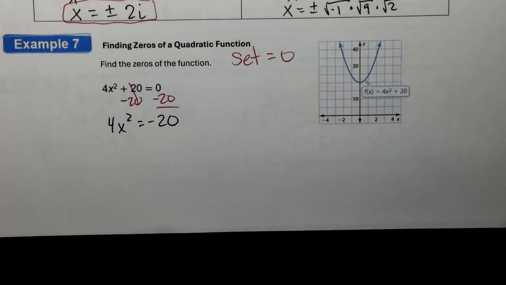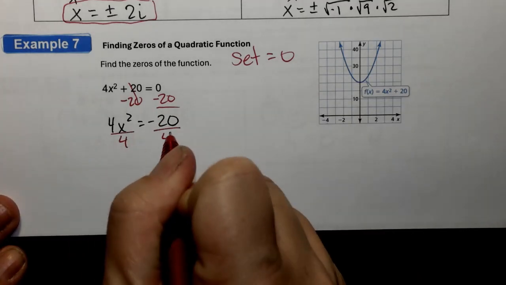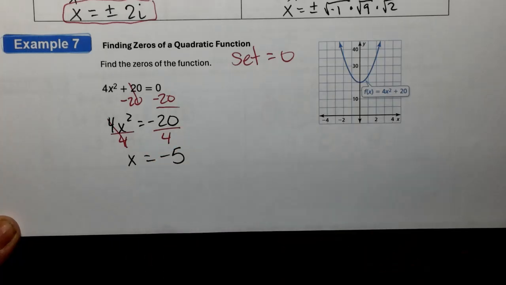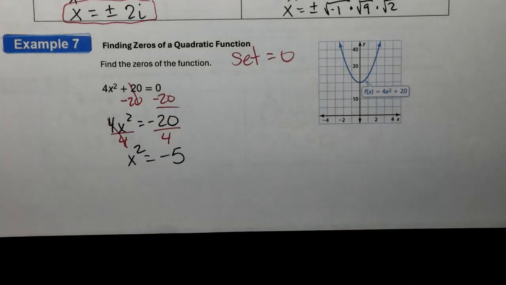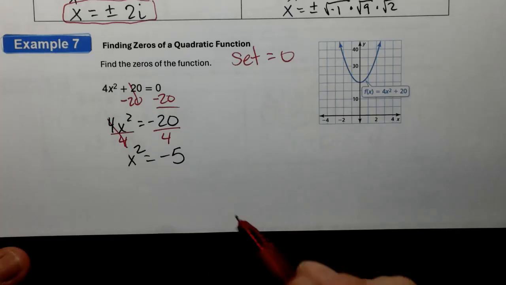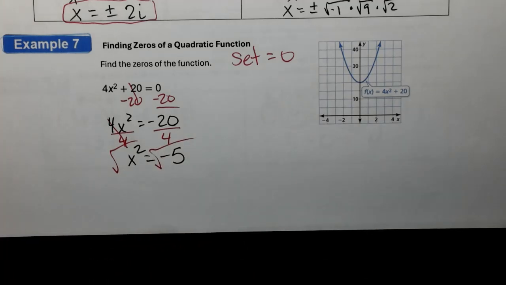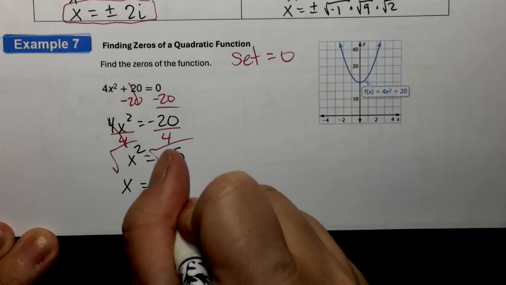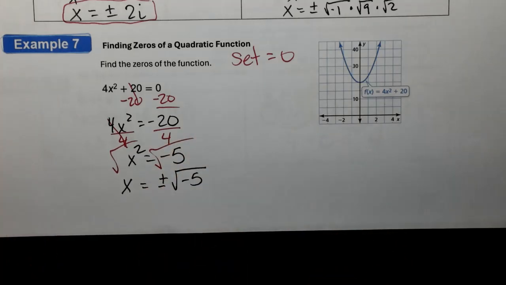Not perfect. All right, so we got 4x squared equals negative 20. We're going to divide both sides by 4. And we get x equals negative 5. No, we don't. We get x squared equals negative 5. Whew. All right. So now we're to this point. All right. So we are taking the square root of both sides. We have x is equal to plus or minus the square root of negative 5.